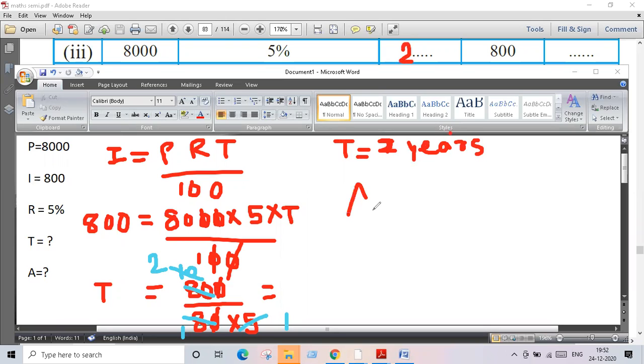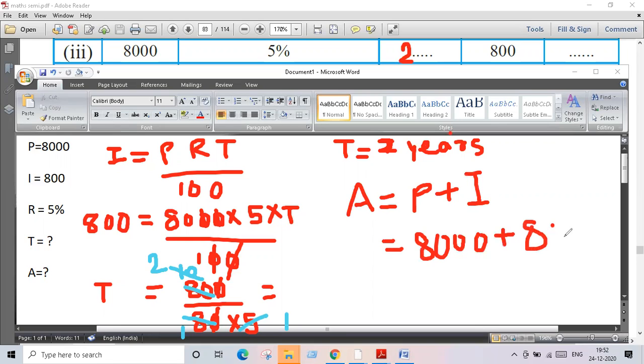And we also have to find A. A is what? P plus I. That is 8,000 plus 800. The answer is 8,800, that is the amount. So put here 8800.